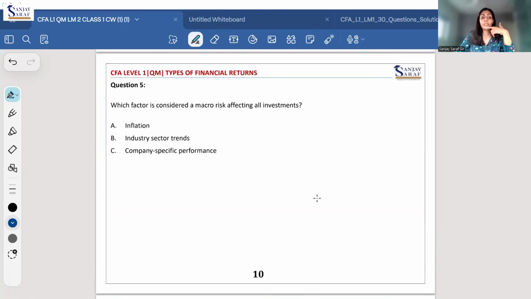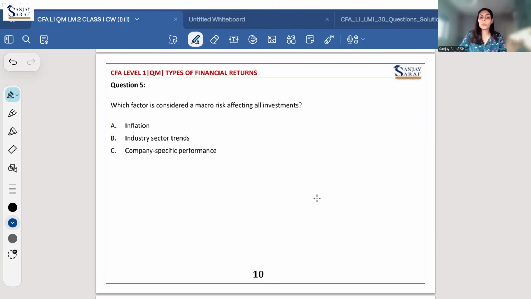Question 5. Which factor is considered a macro risk affecting all investments? Before that, give me two other names for macro risk. There were two things I mentioned about macro risk. Very good. It's systematic and it's non-diversifiable. Inflation was a type of macro risk, not the name of a macro risk. Macro risk को हम systematic या non-diversifiable भी बोल सकते हैं क्योंकि वो diversify नहीं किया जाता. Which factor is considered? The answer is A, inflation.